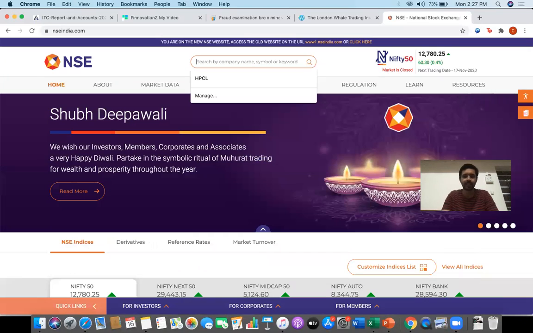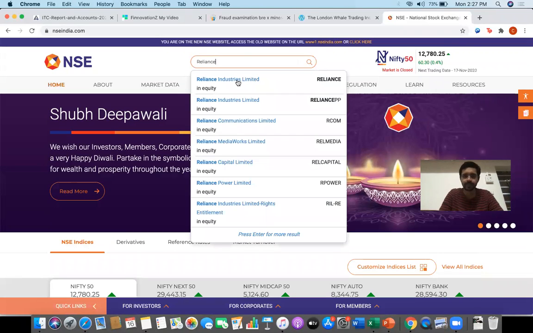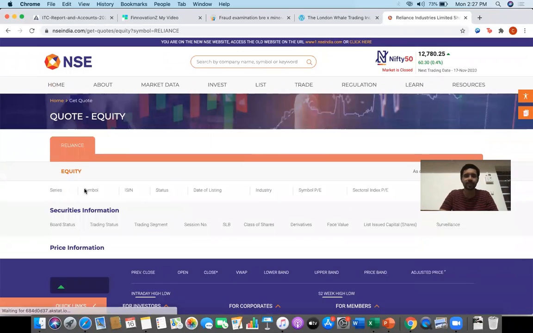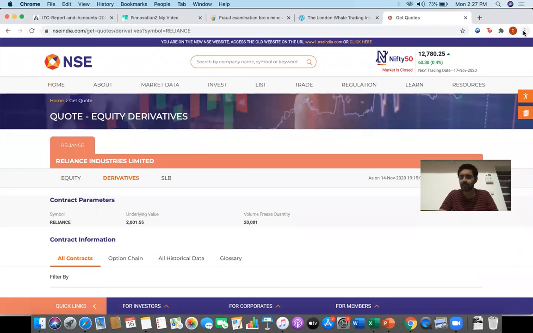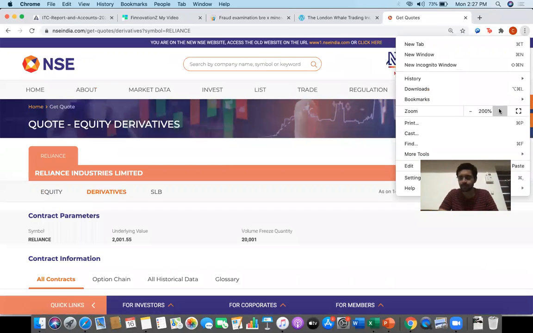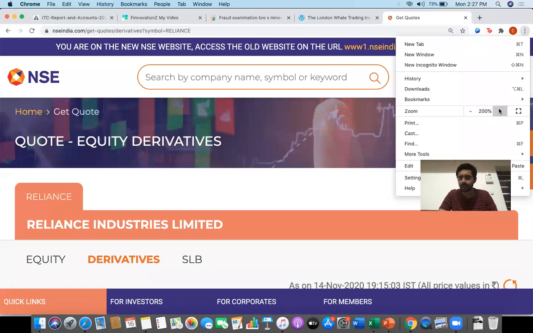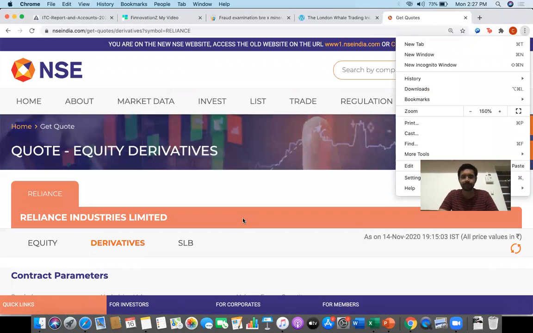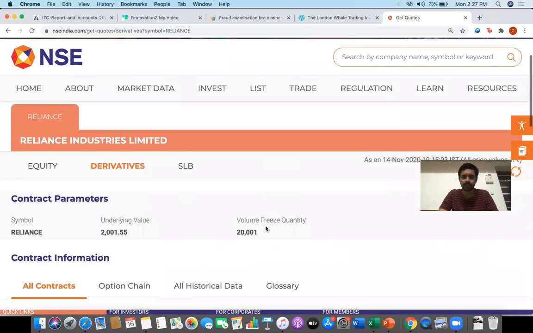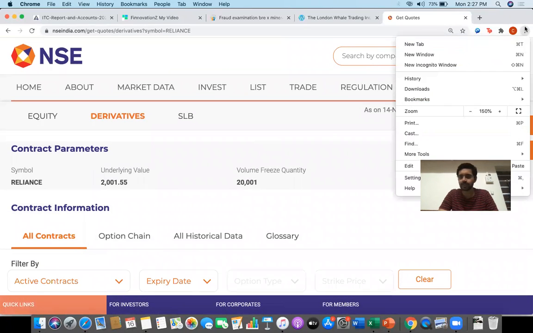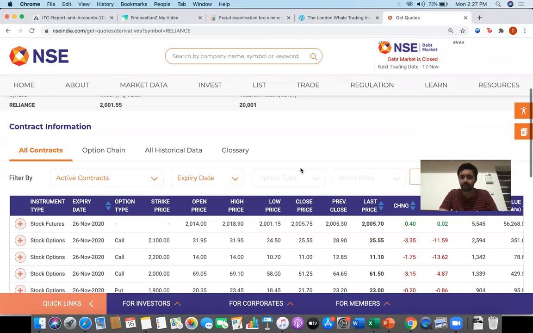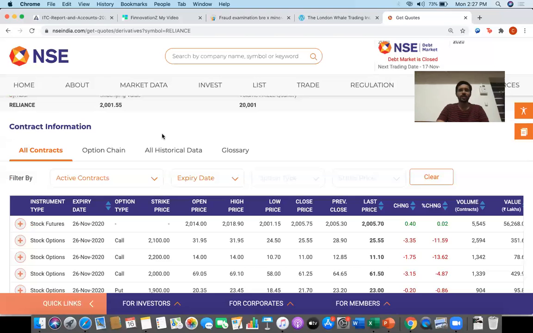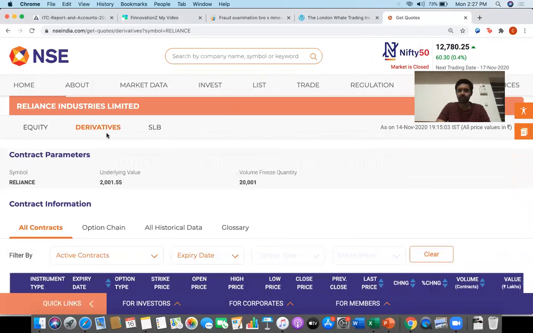Let's say I take Reliance Industries, okay? And then I have equity, and then I have derivatives. I'm going into the derivative segment. Let me zoom in. Okay, I think this is a little too much. I think this is also too much, but I think better. Yeah. Okay. So I've gone into the derivative segment.